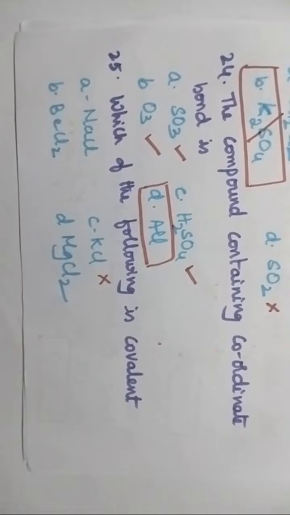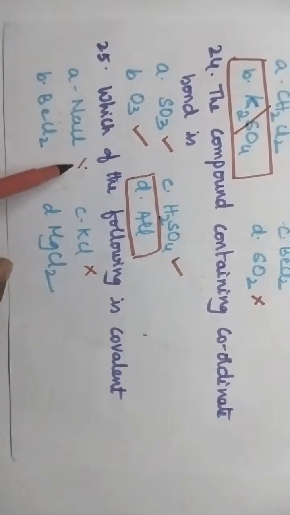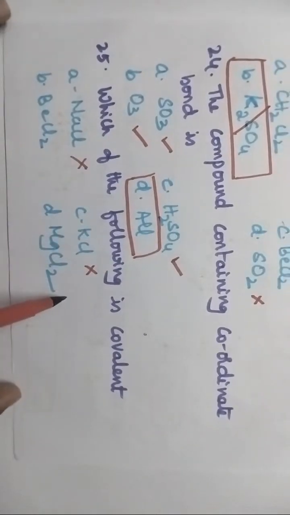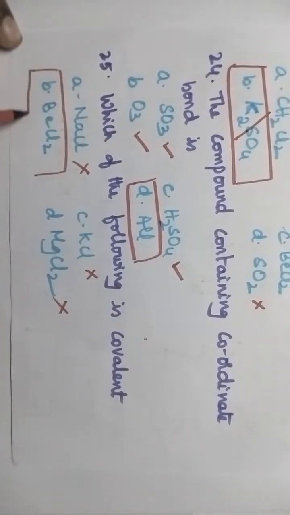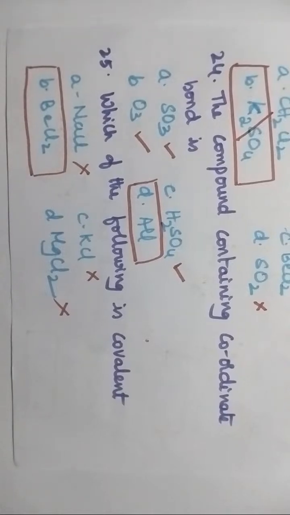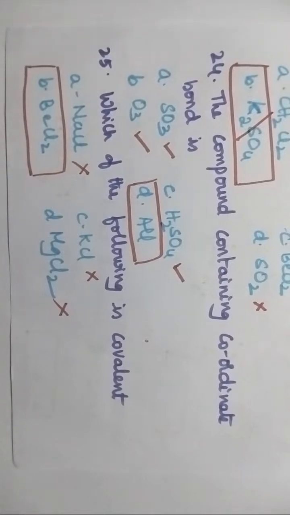Very good. You have an idea about the ionic compounds. So you just identify which of the following are ionic in nature, and you try to eliminate. NaCl is ionic. MgCl2 is also ionic. So what is your answer? Very good. Option B is the right answer. It is covalent in nature.